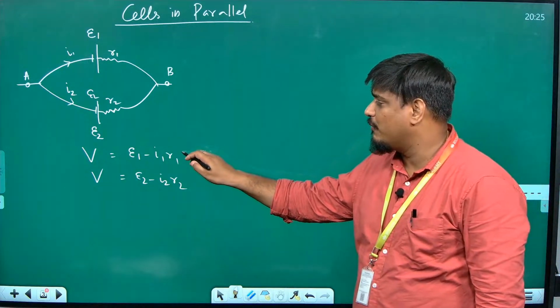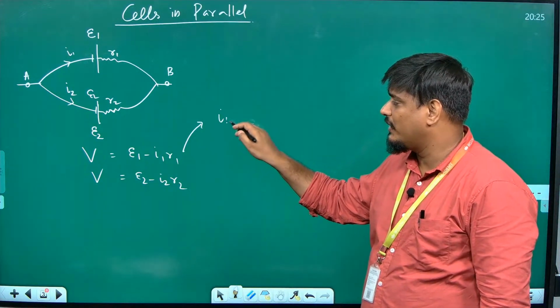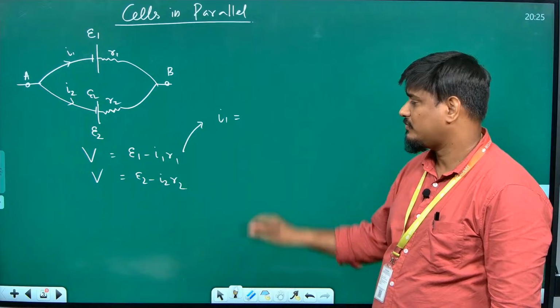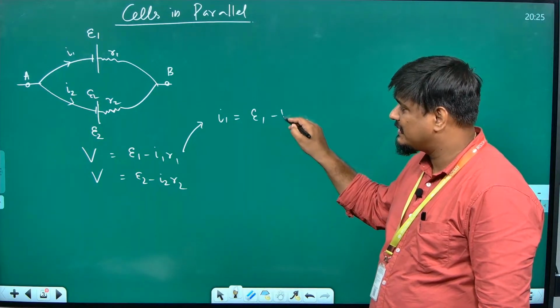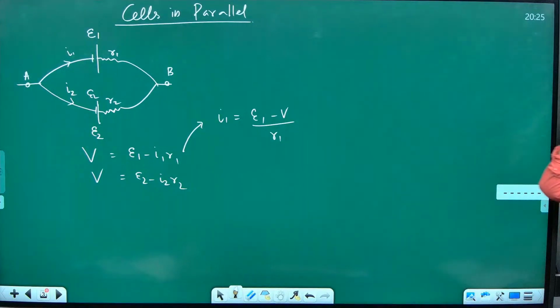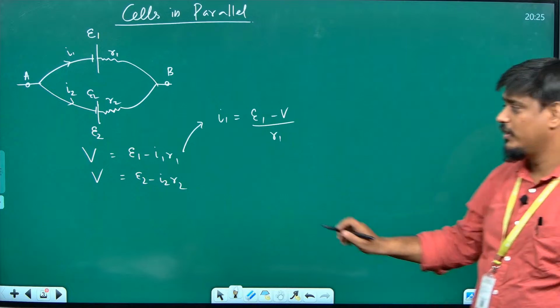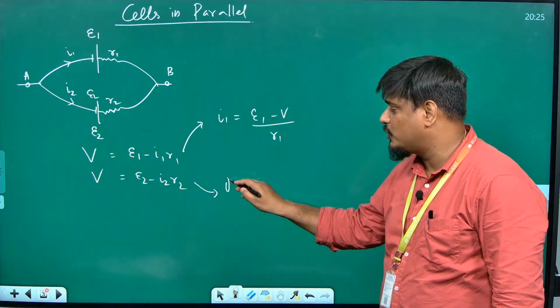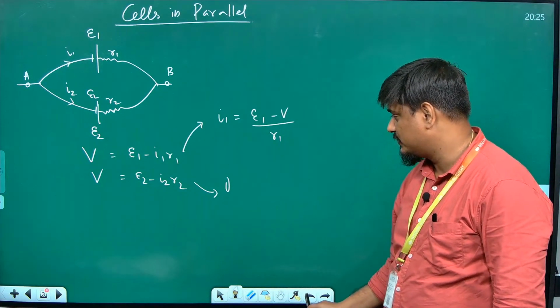From here I would get I1 is equal to E1 minus V by R1. Do you agree with me? Any problem, please ask me. I hope no. And from here I am going to get I2 is equal to what minus what?